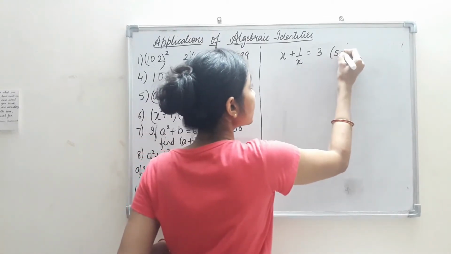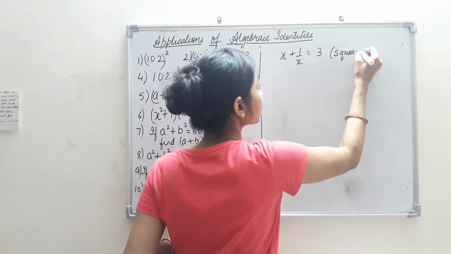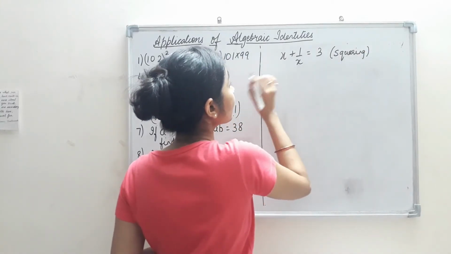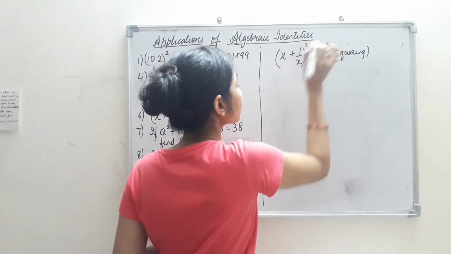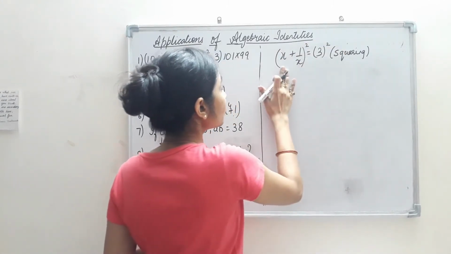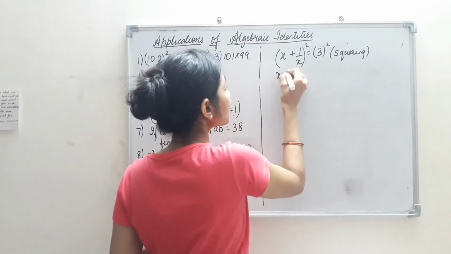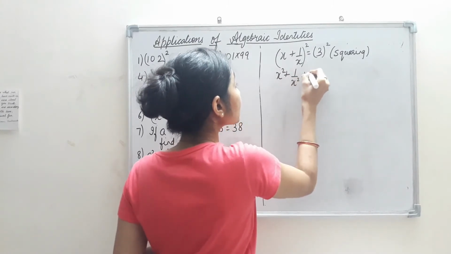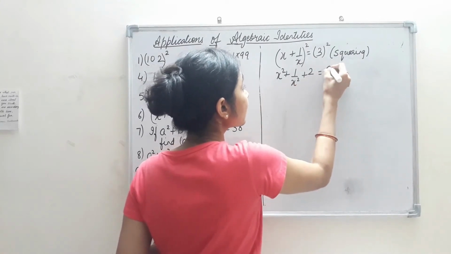In the previous question we took the square root on both sides. Here we are squaring both sides. So what do we get? As we saw in the previous question, we will get x square plus 1 upon x square, plus only 2, and that will be equal to 3 3s are 9.